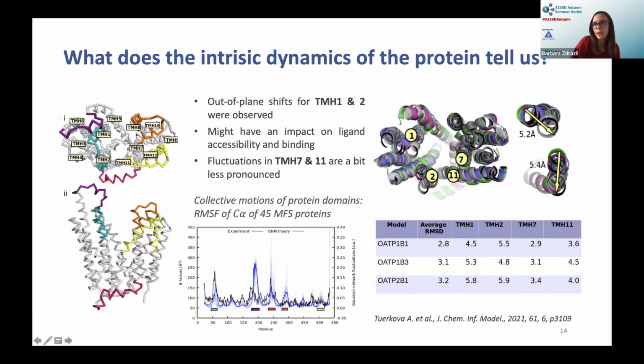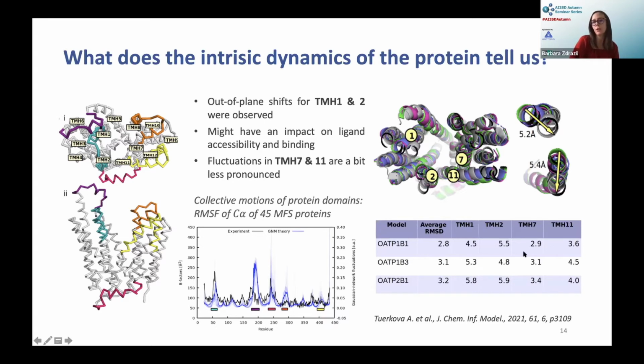And then looking at our OATPs, here you can see overlaid in gray the template structure, and in the 3 different colors, the 3 different proteins that we are looking at. You see how much they shift these transmembrane helices. The largest shift you see for TM1 and 2, and here you also have it in numbers for the different RMSD for the helices.